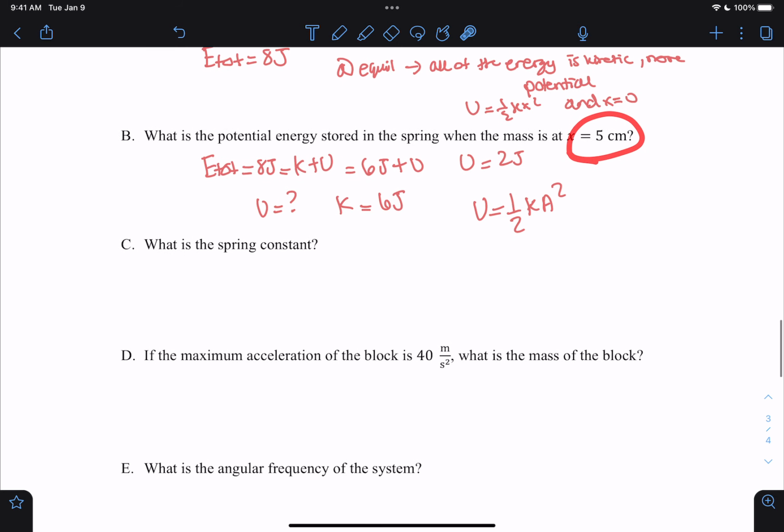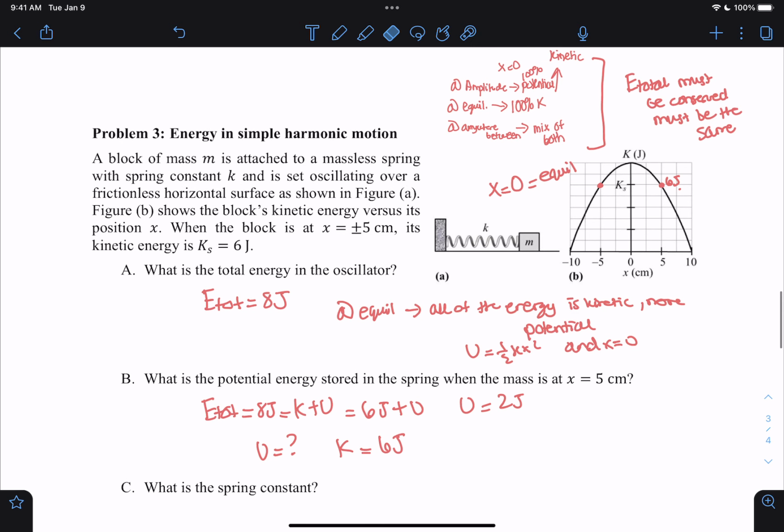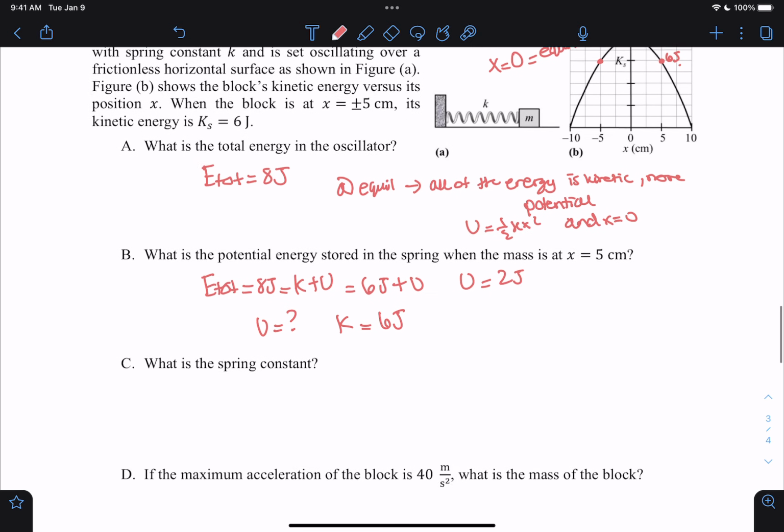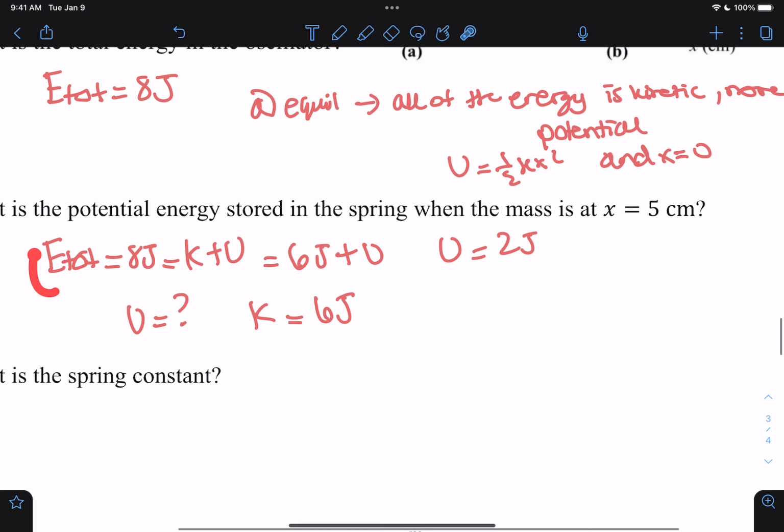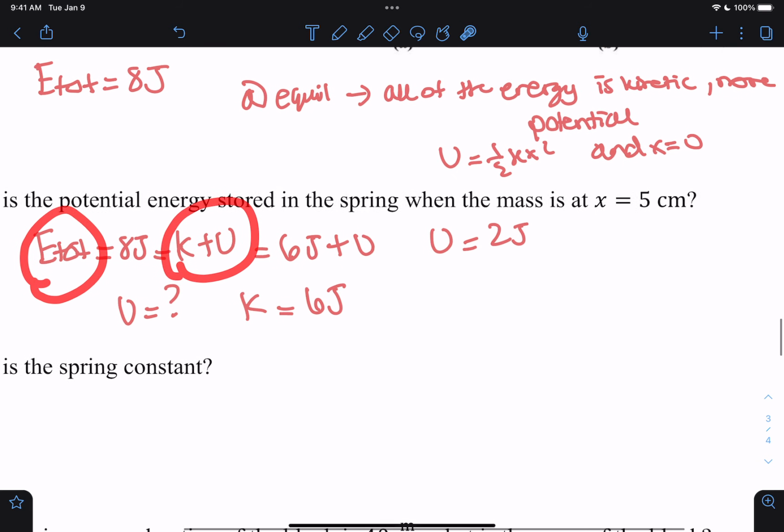And even if I said U equals half kx squared, with some distance like 5 centimeters, if I plug that in, then yes, I could use that equation. If I plugged in 5 centimeters, squared it, multiplied by my k, multiplied by 1/2, or 0.05 meters essentially, then I could figure it out that way as well. But the issue is that I don't have the spring constant value available, so I can't calculate it that way. But what I do have is the knowledge that the total energy is made up of kinetic and potential.